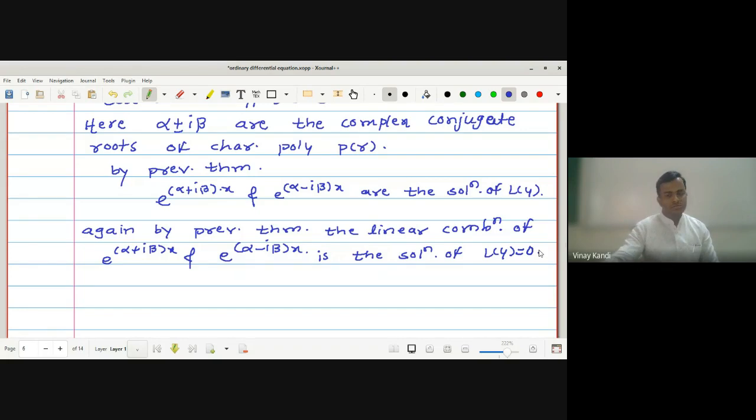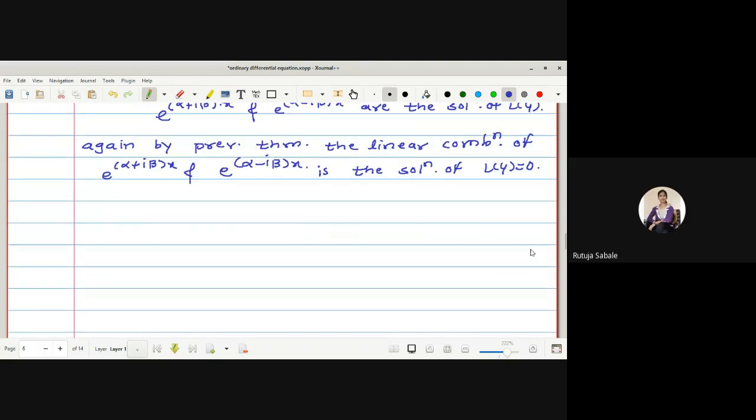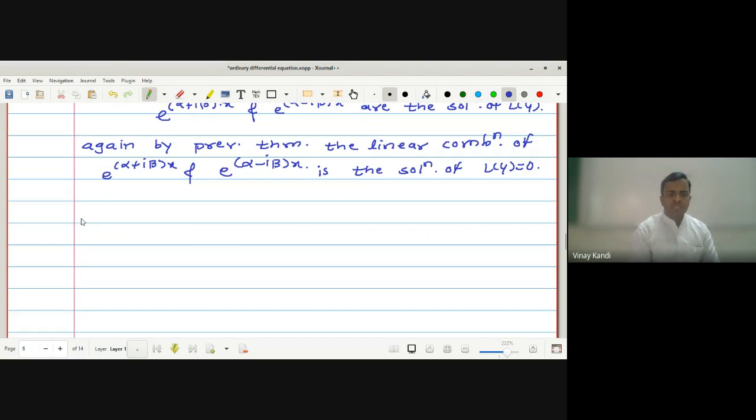Okay, any doubt? No, sir. Okay, now consider the linear combination of these two solutions. What is the linear combination? C1 into e raised to alpha plus i beta of x plus C2 of e raised to alpha minus i beta x, which is equal to C1, e raised to alpha x into e raised to i beta x.